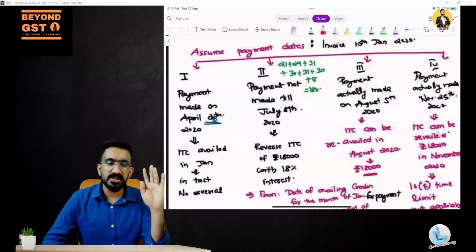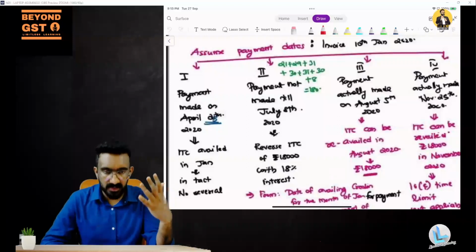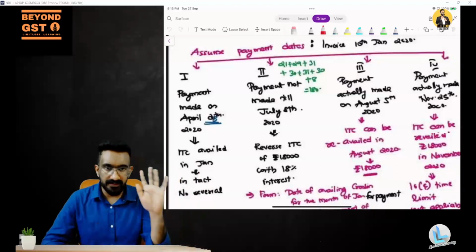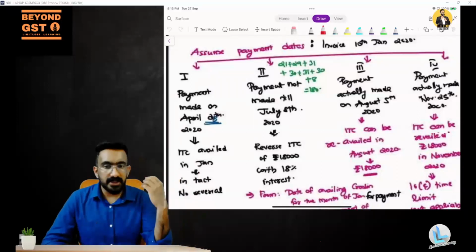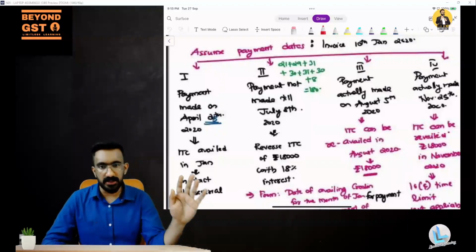Suppose the credit is 18,000 that I have taken in January. I've made a purchase of 1 lakh plus 18,000. All 5 conditions satisfied in January. I've taken 18,000 credit. Now I made the payment to the supplier on 25th April, within 180 days, so no problem with the credit.